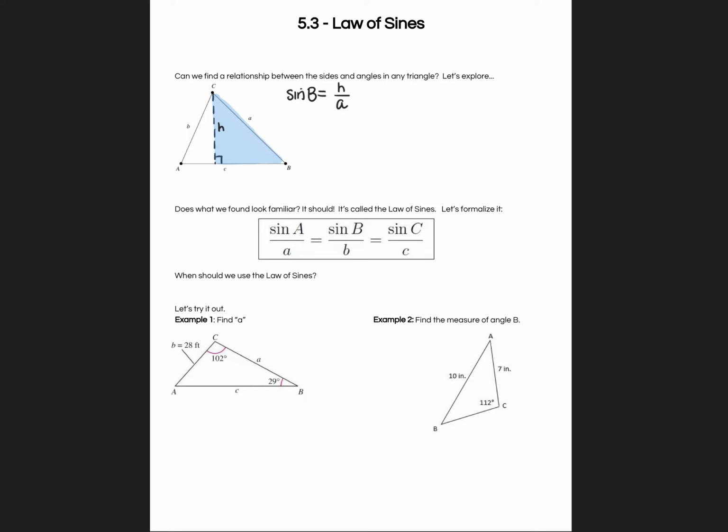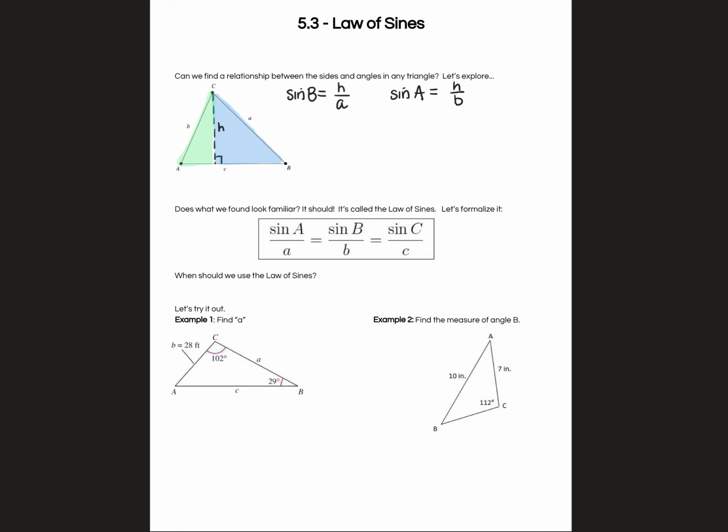All right, so what if now I focus my attention on this triangle on the left side? So now this green triangle. What if I ask you to write the sine of A? Well, the sine of A would be the opposite side, H, over the hypotenuse of that triangle, which is B.